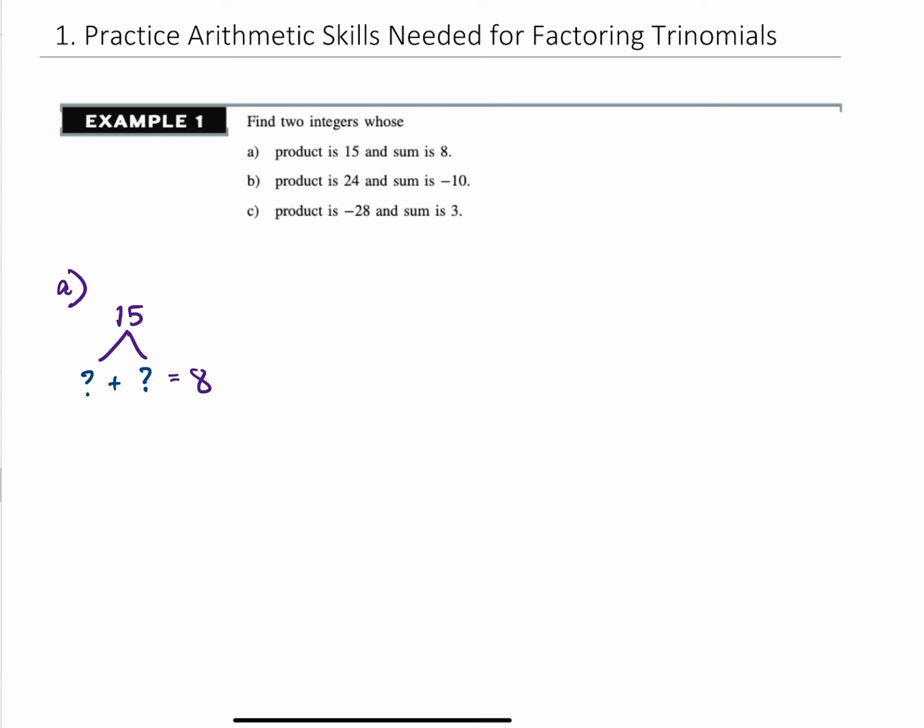Meaning I can start with 1. 1 times 15 is 15, but if I add them together, I get 16. 15 is not divisible by 2, but it is divisible by 3. 3 times 5 is 15. And then notice when I add them together, 5 plus 3 is 8. So the two numbers I'm looking for are positive 3 and positive 5.